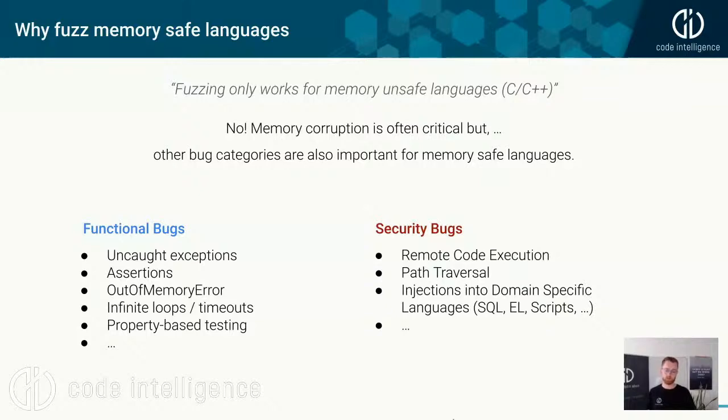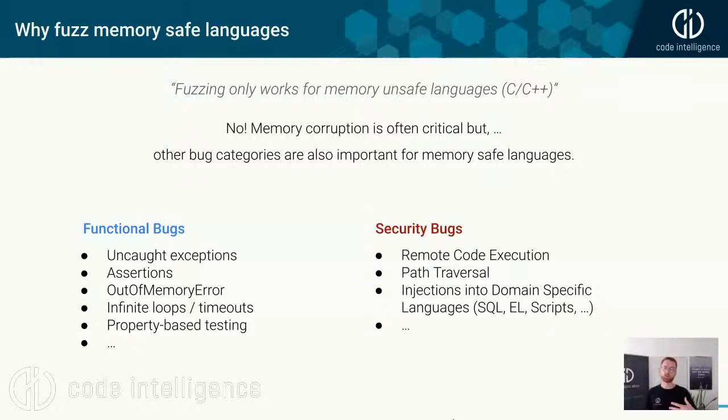I created two categories here. The first one is functional bugs. This ranges from uncaught exceptions, so a really easy case here, to assertions, but also out of memory exceptions, infinite loops, and other kinds of timeouts, more generally. Or you could also use fuzzing for property-based testing, so that your application always holds true to some invariants. On the other side, there are security bugs.